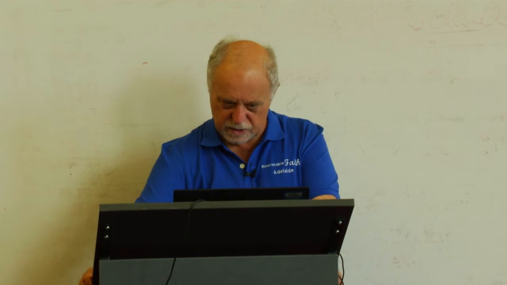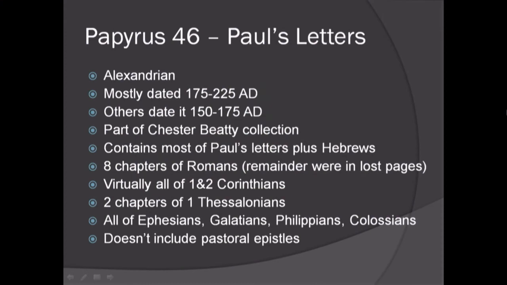This one is very significant, Papyrus 46. It contains most of Paul's letters. Now, it is Alexandrian. Alexandrian means good, because that's where the library was, and that's where the good scribe practices came from. Mostly dated 175 to 225 AD, others dated 150 to 175. Part of the Chester Beatty. Contains most of Paul's letters and Hebrews.